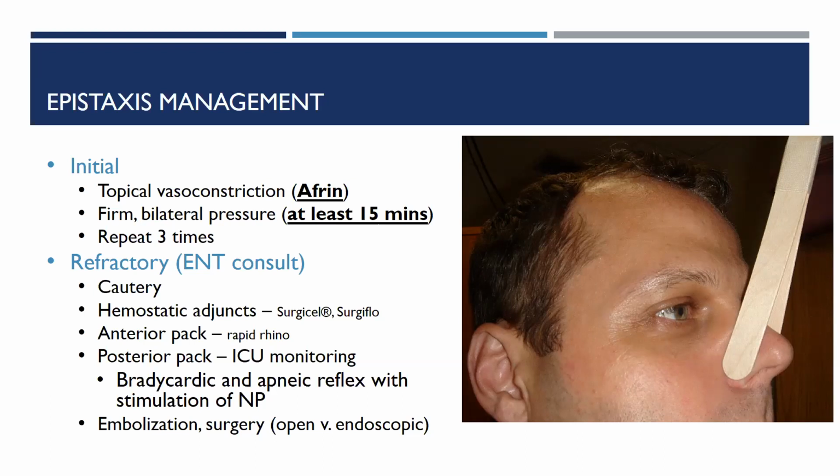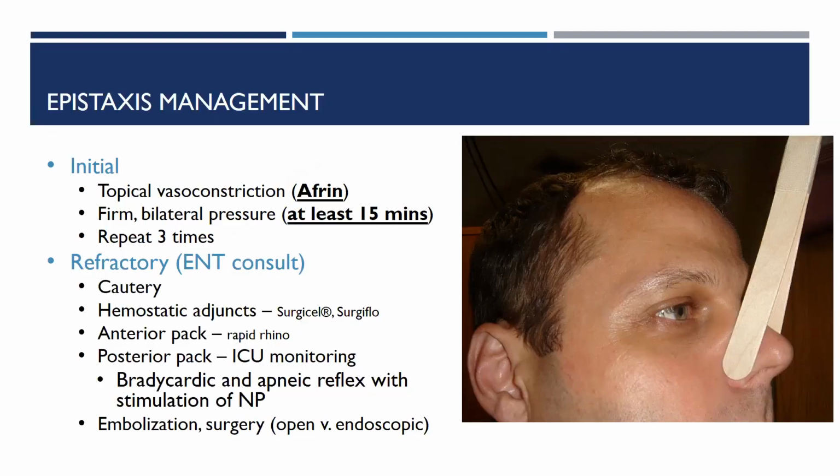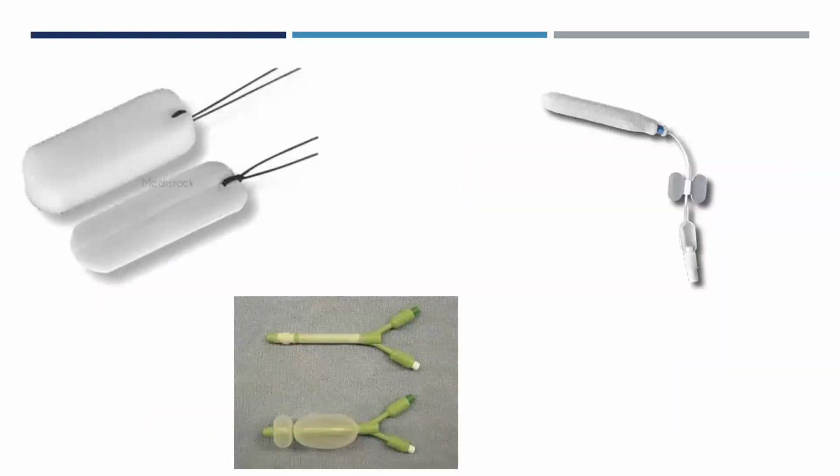We have a bunch of different things that we'll do. We have silver nitrate sticks, we have packs. If it's really bad, we'll take them to surgery and do ligation. They can get embolized. These are some of the packs that we use. Getting into the nitty gritty of packs isn't really needed, but we'll sometimes do something called a posterior pack. That's when blood is going down the back of their throat and we want to tamponade it and protect their airway. We'll put a Foley in, blow up the balloon, and then put our regular nasal packing in front.